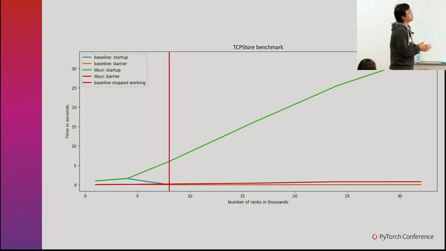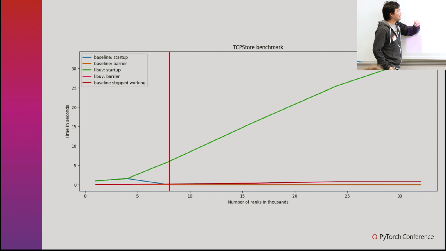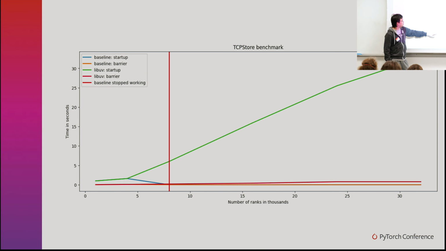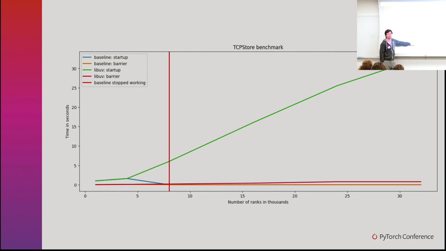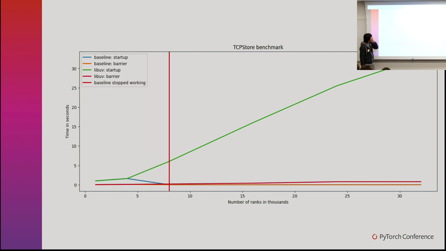So here is the benchmark. We see some lines. This vertical line means the old TCPStore is likely to fail at 8K. So this is the number, 8,000 GPUs or ranks. And with the libuv backend, we make it scale to 32K, which is the right end.